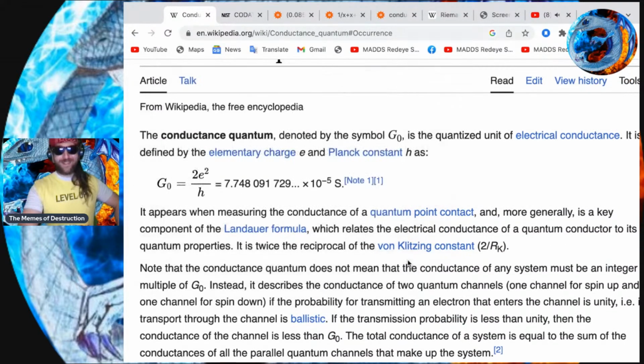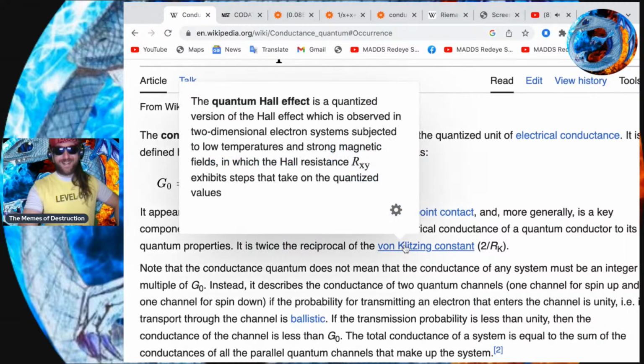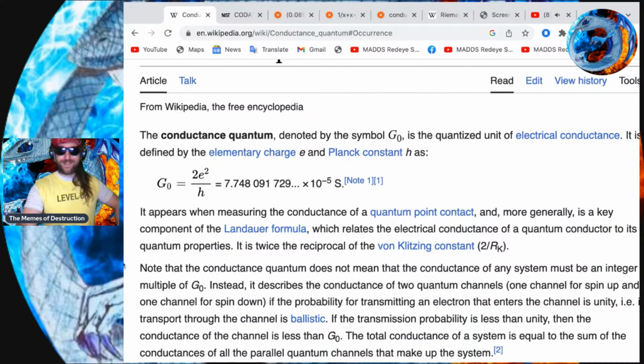Yeah, basically the von Klitzing constant links us right back here. Oh no, it's something different. It's a quantized version of the Hall effect, which is observed in two-dimensional electron systems subjected to low temperatures and strong magnetic fields. Okay, have we done a video on that yet? I don't think so. It's okay. We'll get into it at some point.